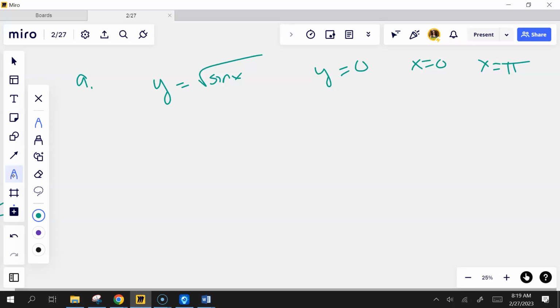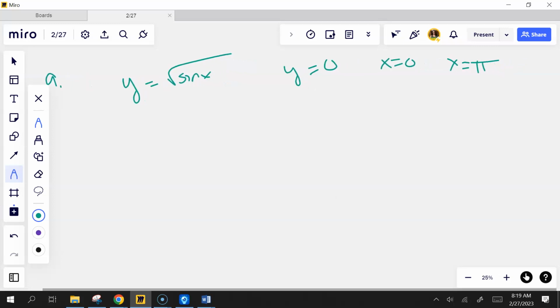All right, so what we're going to do first is graph y equals sine x. What does that look like when you graph it? Square root of, little semicircles in random places.